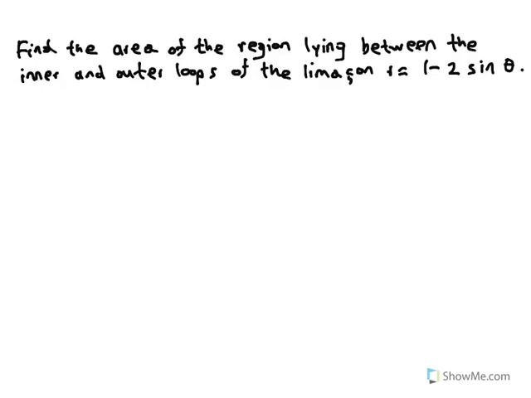This is example 2 from your textbook. Find the area of the region lying between the inner and outer loops of the limacon r is equal to 1 minus 2 sine theta. With all of these problems, you have to begin by looking at the graph. So let's look at the graph of this polar equation.